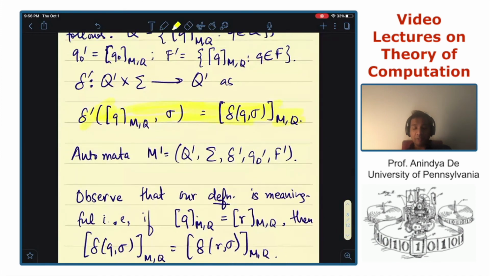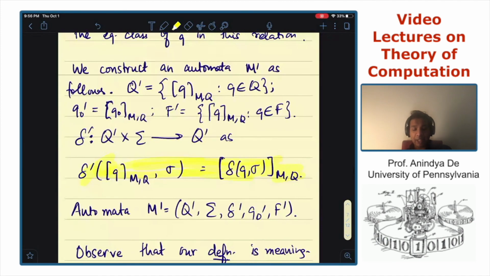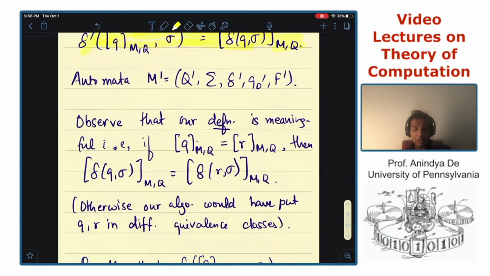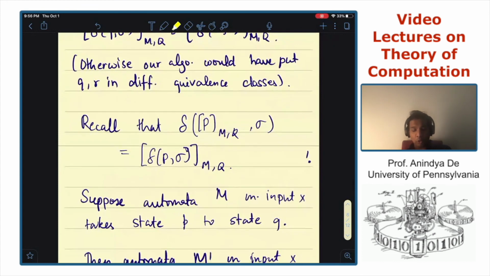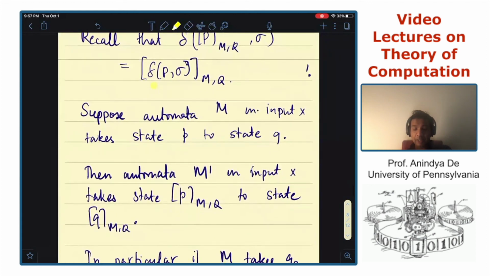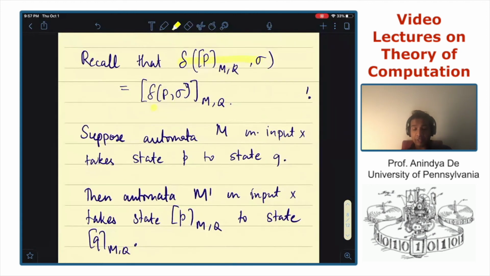So now that we have defined the DFA M', we now need to show that its language is the same as M. And this again follows easily. Namely, recall by the definition of the transition function, if you start at the state corresponding to the equivalence class of p and you read sigma, then you go to the state corresponding to the equivalence class of delta(p, sigma). This is our definition of the transition function.